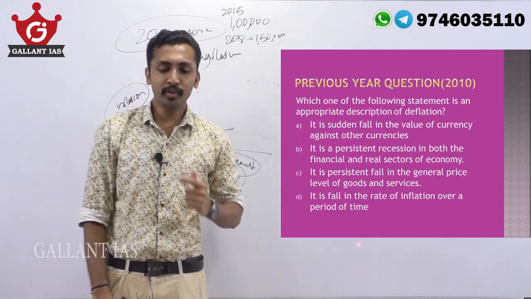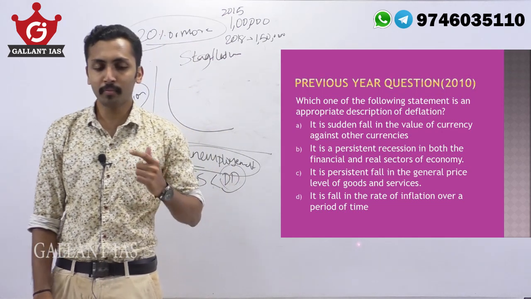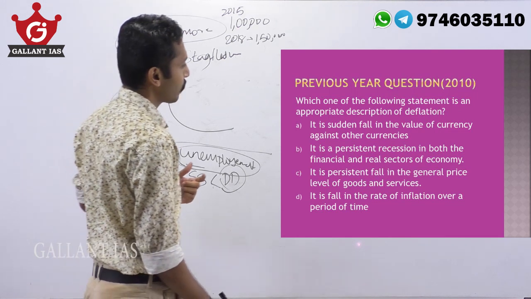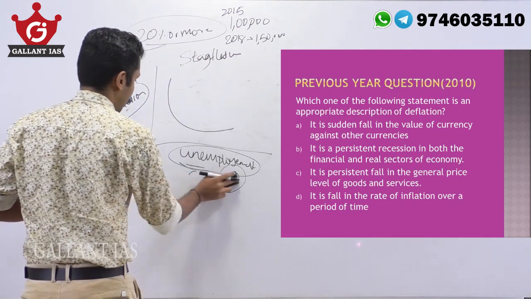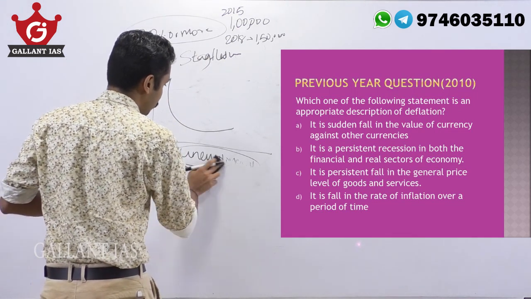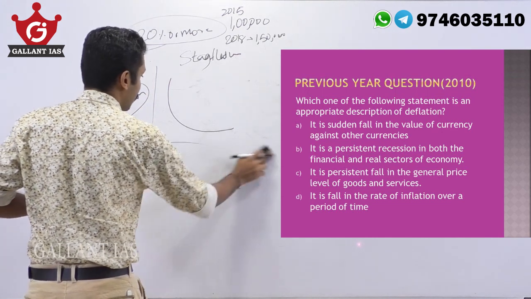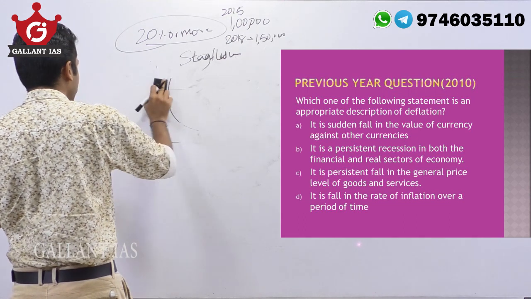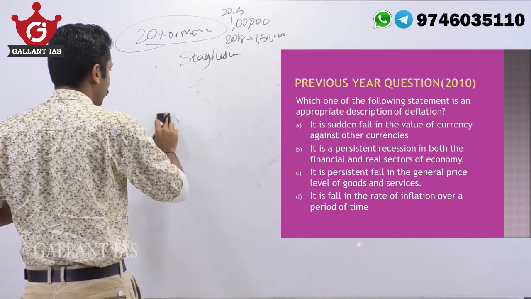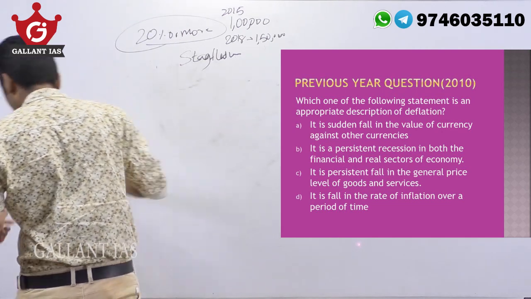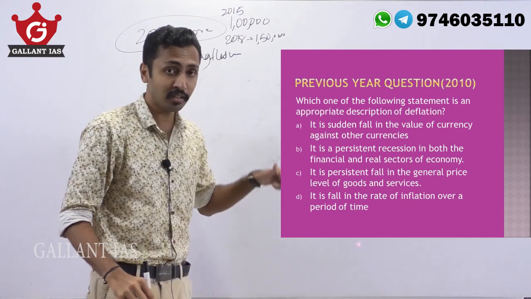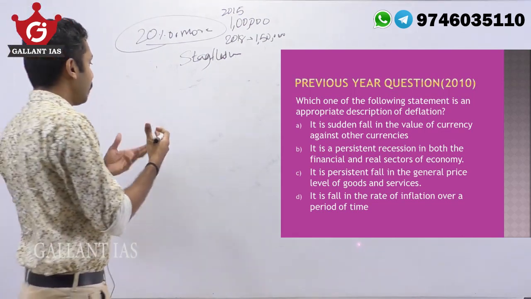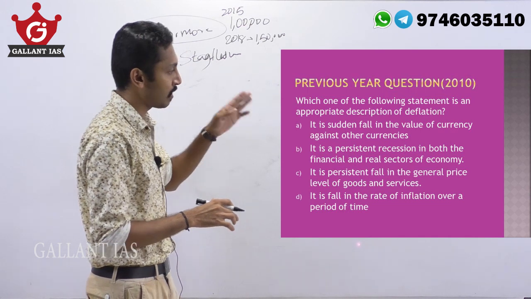Next question, which one of the following statements is an appropriate description of deflation? Sudden fall in the value of currency against other currency? No, that is not deflation. That does not lead to deflation, it leads to inflation. When there is a fall in the currency, it means lesser demand for currency. Lesser demand for currency leads to a price level increase in the economy, and that leads to inflation. So the first statement is wrong.